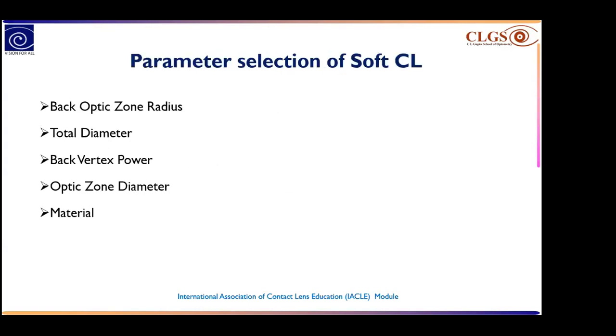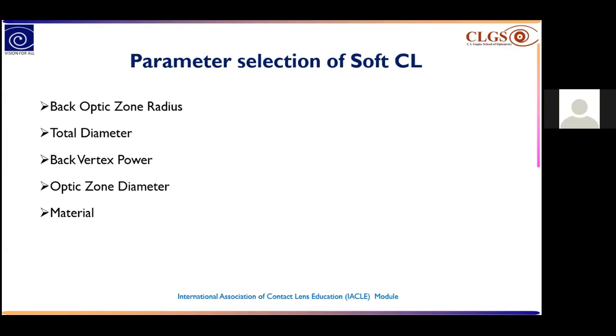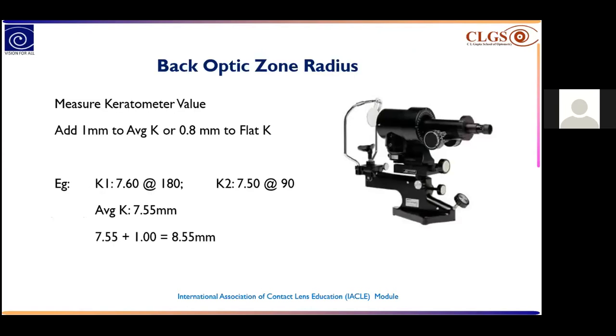So these are the parameters which we need to consider before doing contact lens trial. That is back optic zone radius, which is the base curve of the contact lens, total diameter, back vertex power of the contact lens, optic zone diameter of the contact lens, and the material of the contact lenses. So we'll go one by one. The base curve or back optic zone radius of the contact lenses is chosen on the basis of the keratometry reading.